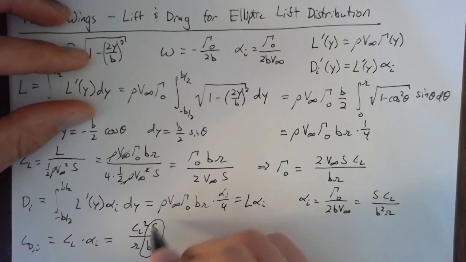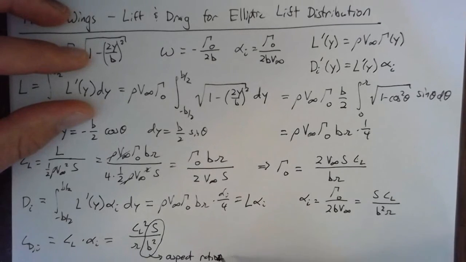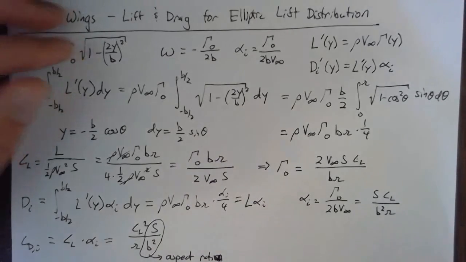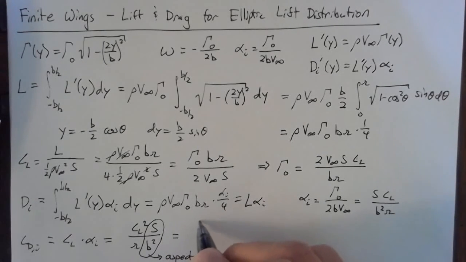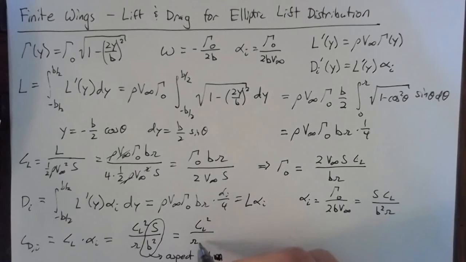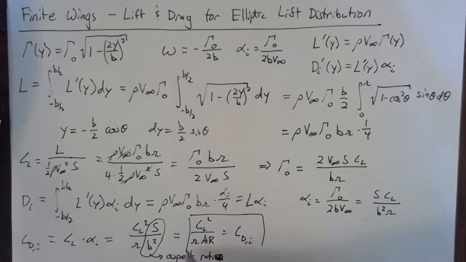Well, this term here has a special meaning, and it's known as the aspect ratio, which is simply a measure of how long the wing is. So the higher the aspect ratio, the longer b is compared to the total span, or compared to the total surface area. Regardless, we can write this as CL squared over pi times the aspect ratio. And this is our induced drag in terms of the coefficient of lift.